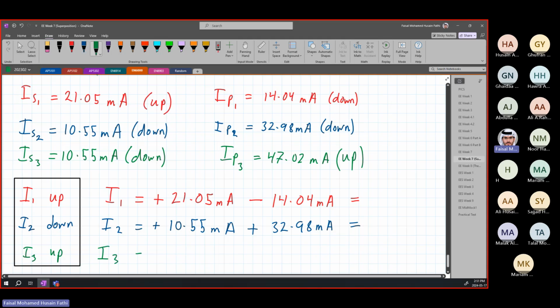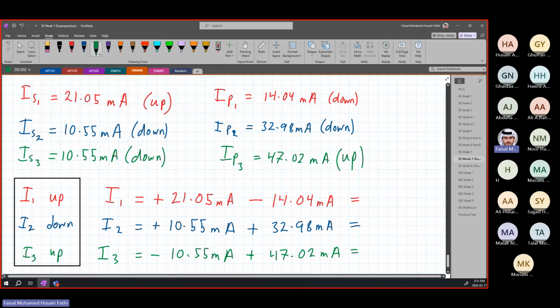And now current 3 is equal to, again, we have it as up. So if it is down, this is going to be a negative value. This is up, so this is going to be a positive value. And therefore, this is going to be minus 10.55 milliamps plus, because this is up, 47.02 milliamps. And if you just plug all of these into the calculator, you get your final current value.